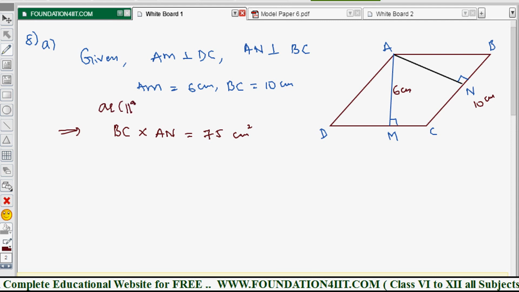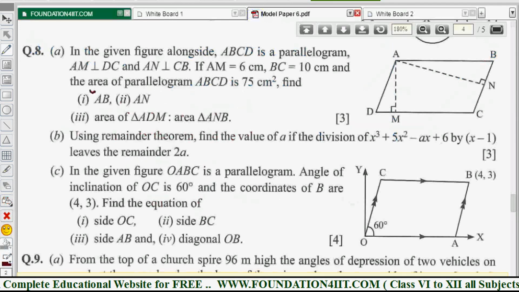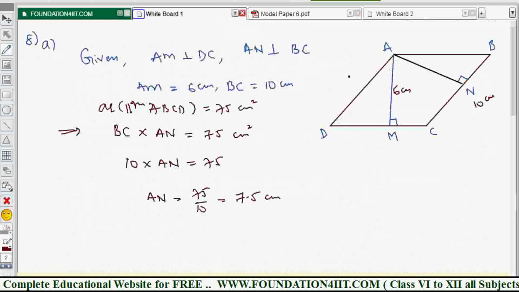So the area of parallelogram ABCD is 75 centimeters square, that is given. That's why base into height. Now BC is 10, so 10 into AN is 75. From this you can find the AN value. AN is equal to 75 by 10, that is 7.5 centimeters. So we need to find here AB and AN. AB also you need to find out.